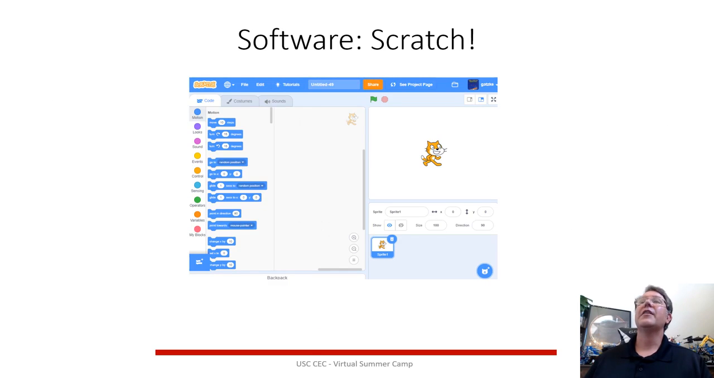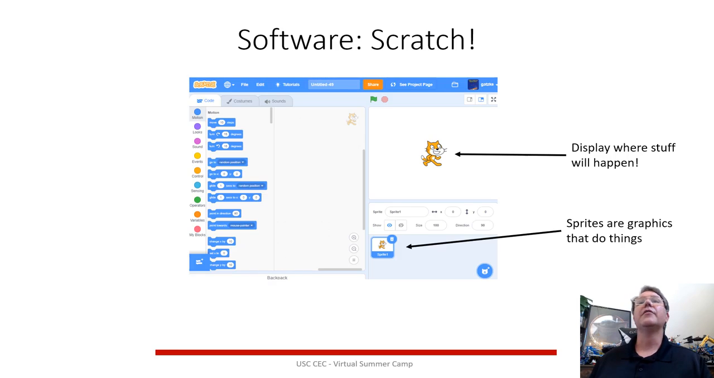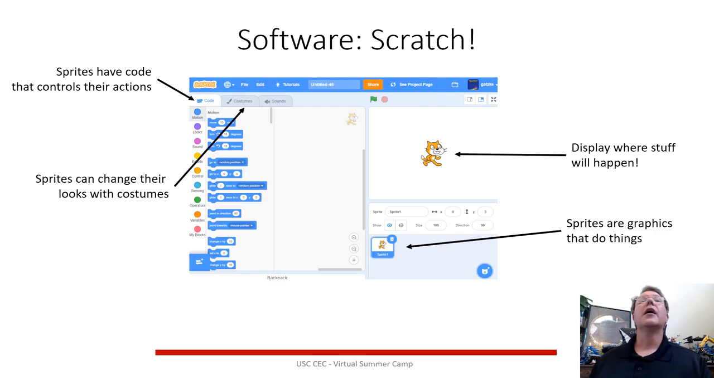This is the interface. You start up Scratch. They have a display where stuff moves around, and then you have sprites, individual graphics that do things and have behaviors. Those behaviors have code that you can piece together, like movement or size or changing colors or whatever. Sprites can also change their costume, so you can switch between multiple different costumes for your sprite.